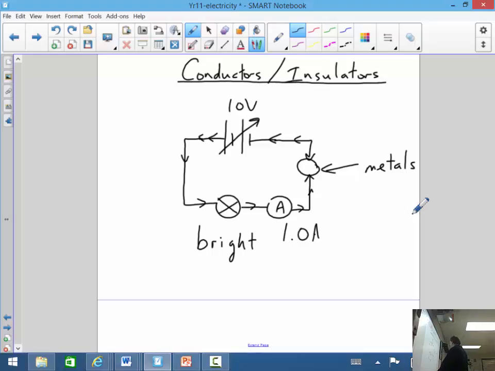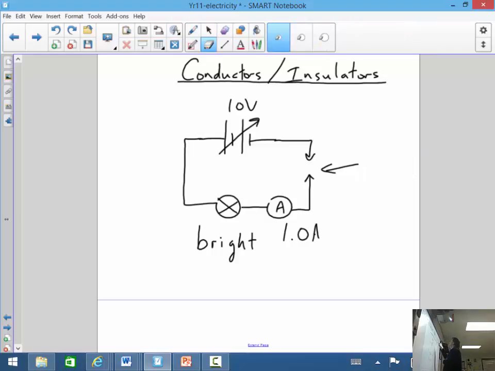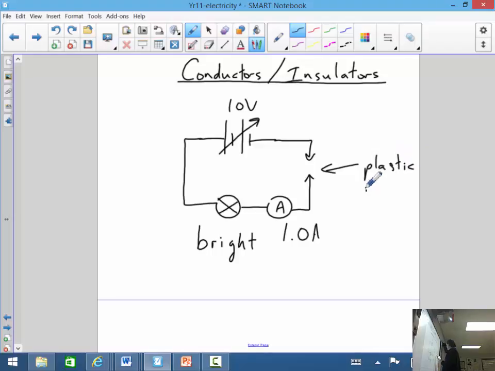Okay. If you were to try something else though, and you put, say, some non-metals in there that might be insulators, and you were to try something like some plastic or some rubber or wood or cardboard or so on, you'll find these are insulators.